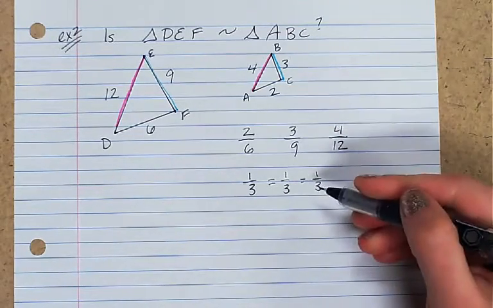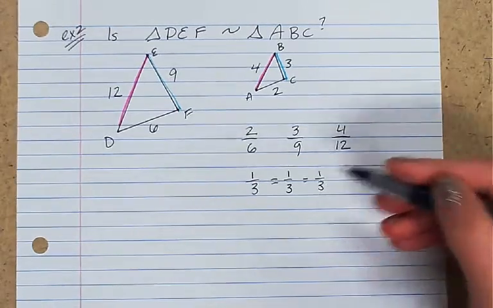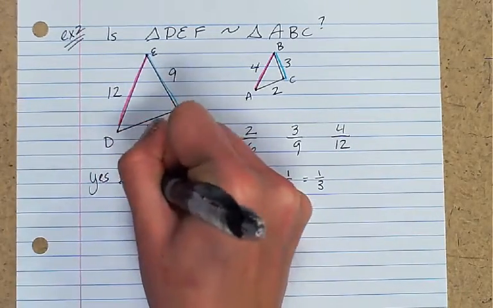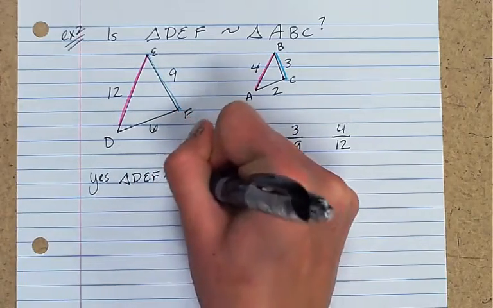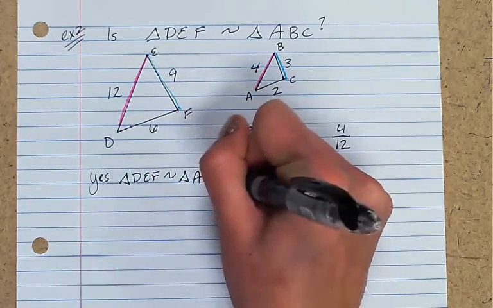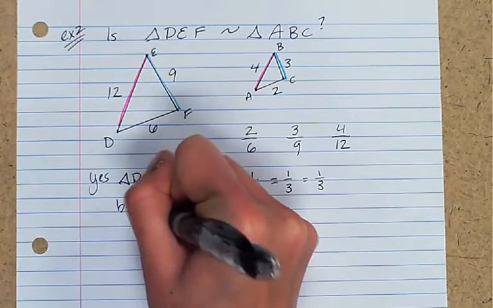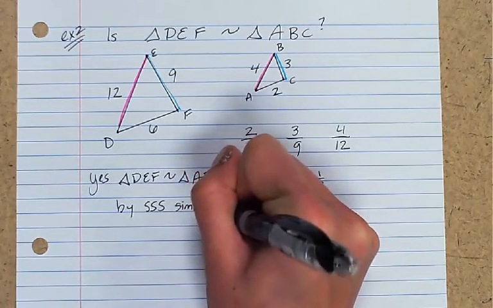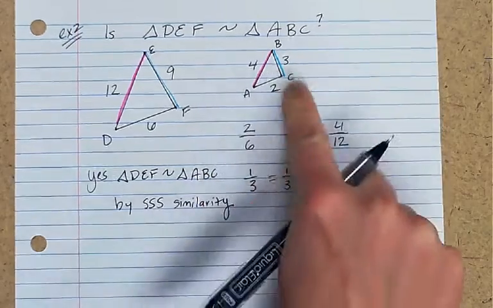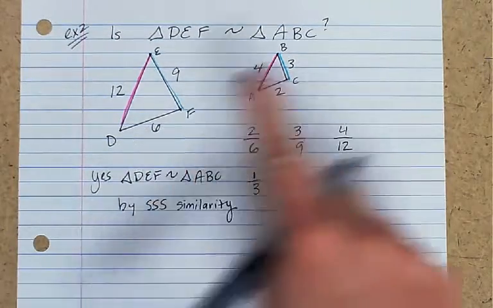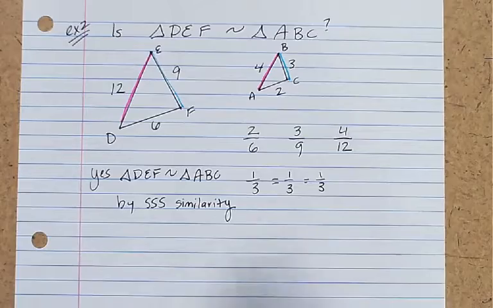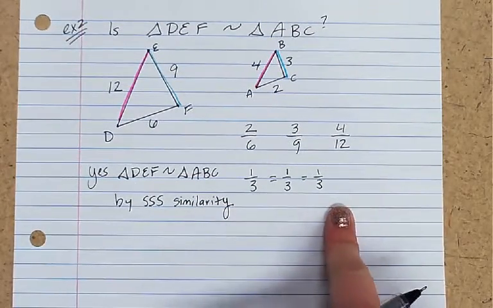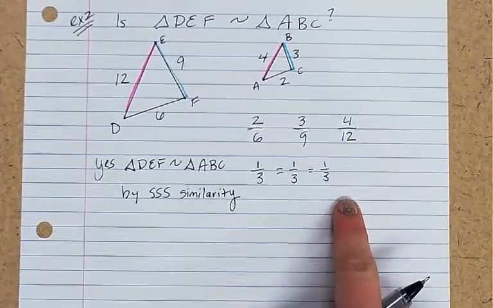Since they all simplified to the same ratio here, that means, yes, triangle DEF is similar to triangle ABC. And this one is by side, side, side similarity, because the 3 sides are proportional. When you simplify, you get the same ratio. If, for example, we had gotten 1/3, 1/3, 2/3, then it would be no, these triangles are not similar.